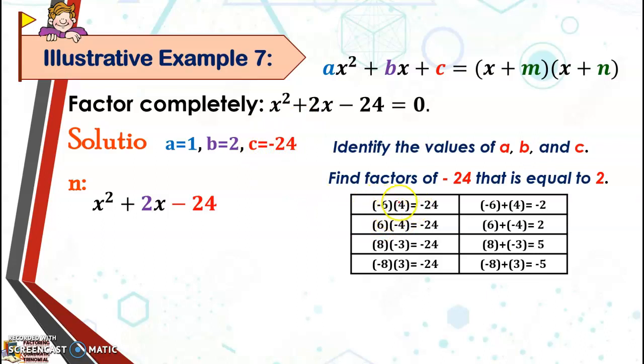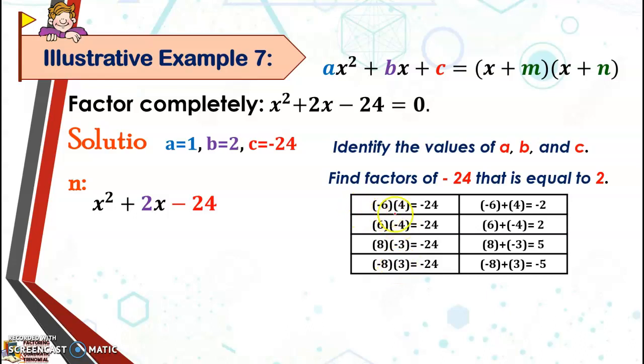Sir, is it necessary that one is negative and the other one is positive? Yes, because the product of those factors must be negative. If the two of them are positive, then the product will be positive. If the two of them are negative, then the product is also positive. So basically, one of them is negative.